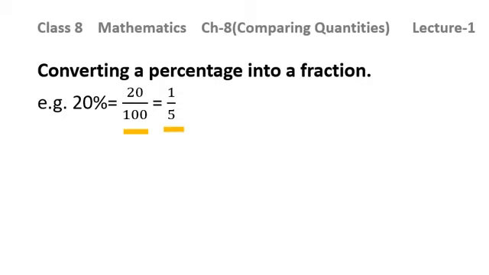So converting a percentage into a fraction is easy. First of all, using the percent sign, write 100 as the denominator. It will be 20 over 100, which is equal to 1 over 5.